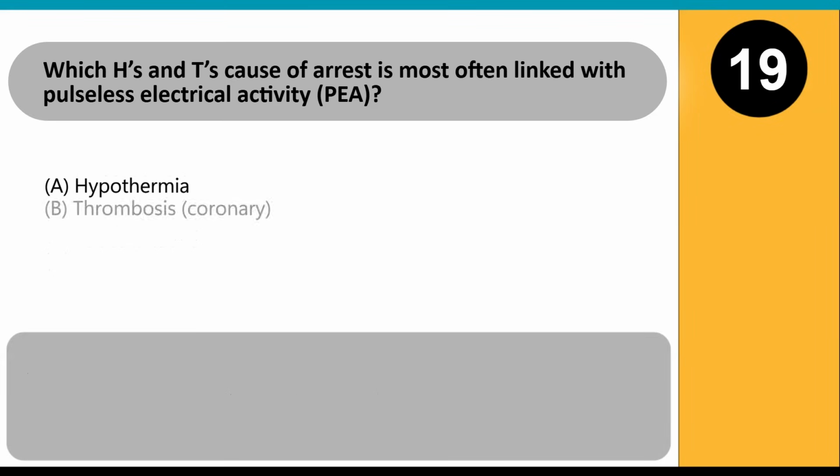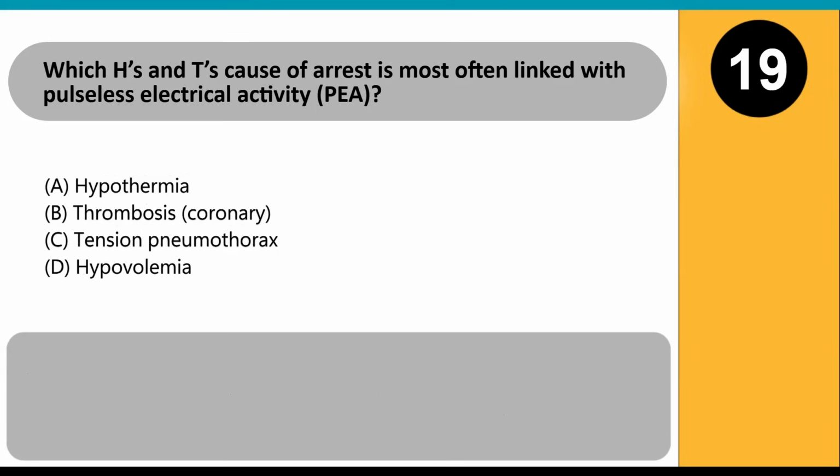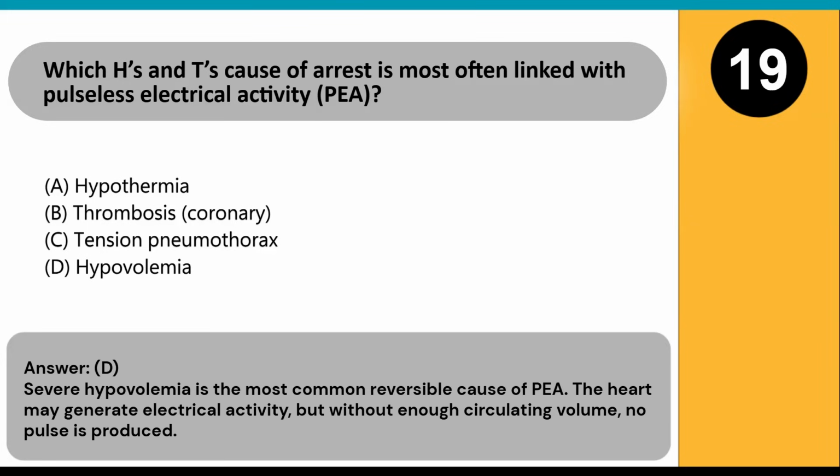Which H's and T's cause of arrest is most often linked with pulseless electrical activity, PEA? A. Hypothermia. B. Thrombosis, coronary. C. Tension pneumothorax. D. Hypovolemia. Answer: D. Severe hypovolemia is the most common reversible cause of PEA. The heart may generate electrical activity, but without enough circulating volume, no pulse is produced.